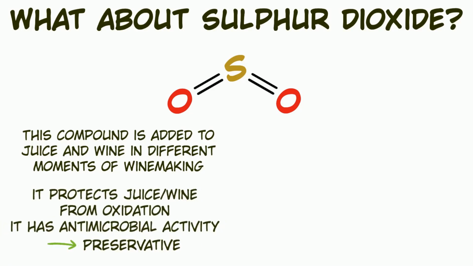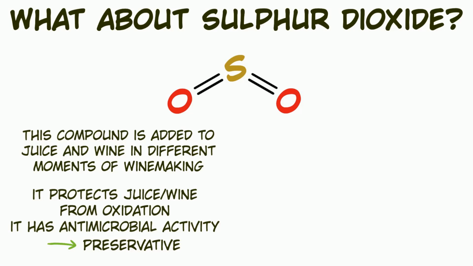First of all, sulfur dioxide is an antioxidant compound, so it protects juice and wine from oxidation, a degradation phenomenon which occurs in the contact of wine and the oxygen present in the atmosphere. In addition, sulfur dioxide possesses antimicrobial activity. So while yeasts are relatively resistant to sulfur dioxide, spoilage bacteria are particularly sensitive to this molecule, making it a useful tool to preserve wine.